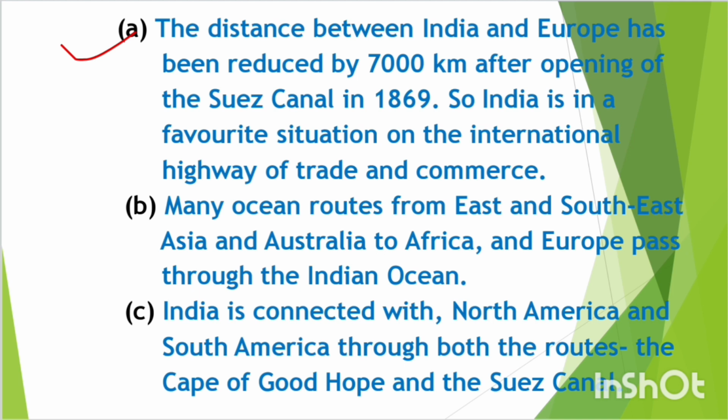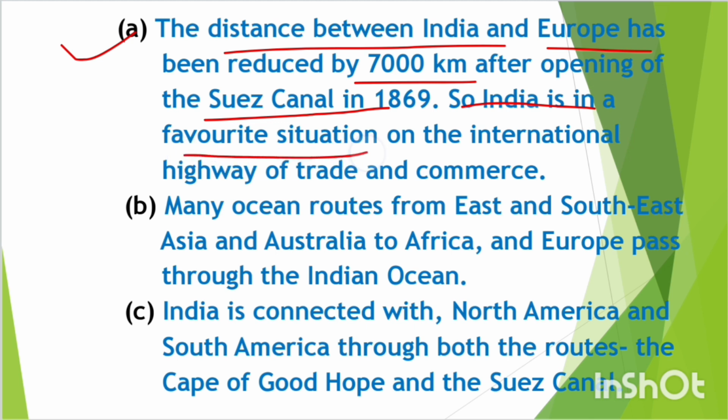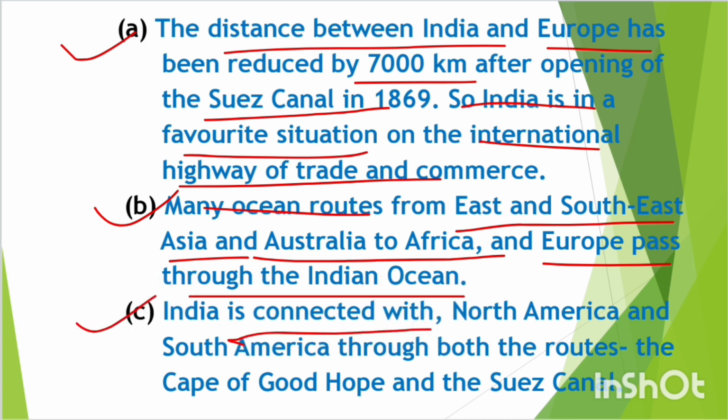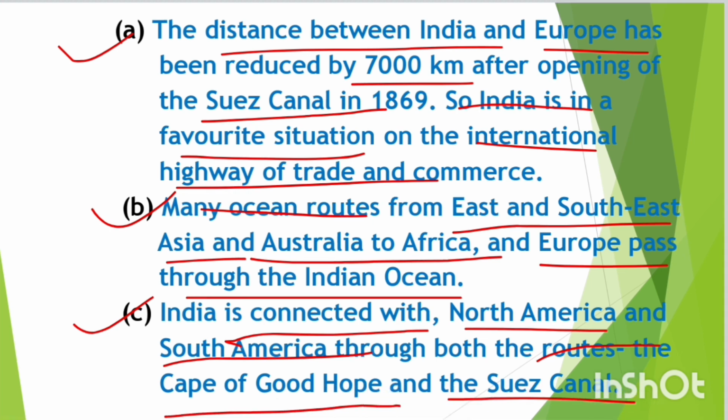A. The distance between India and Europe has been reduced by 7,000 km after the opening of the Suez Canal in 1869. So India is in a favorable situation on the international highway of trade and commerce. B. Many ocean routes from East and Southeast Asia and Australia to Africa and Europe pass through the Indian Ocean. C. India is connected with North America and South America through both routes, the Cape of Good Hope and the Suez Canal.